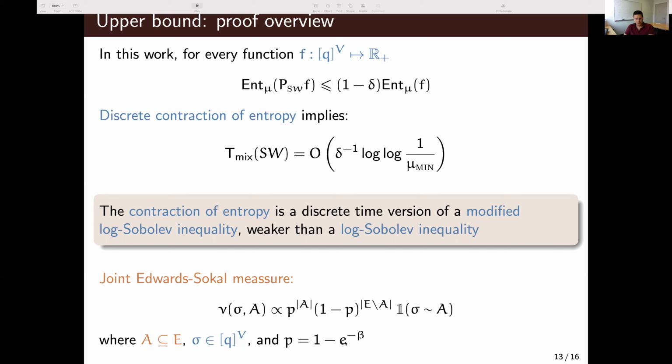So this is the joint Edwards-Sokal measure, and it's quite useful because the Swendsen-Wang dynamics is actually lifting the configuration from a spin-only configuration to a spin-edge configuration, and then projecting back down. So the intermediate step of the Swendsen-Wang dynamics is in this joint space. And if you marginalize the edges, the marginal of this measure is actually the Potts distribution.